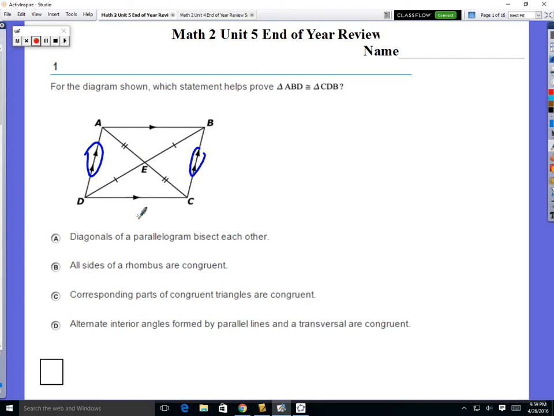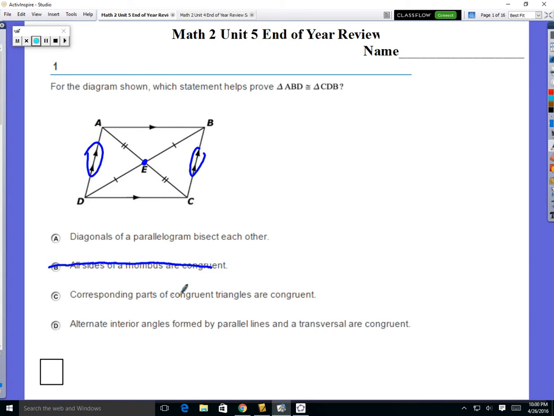So what you need, let's go through these. Diagonals of a parallelogram bisect each other. These diagonals do bisect each other because if D to E is the same as B to E, that's kind of the middle right there, and A to E is congruent to E to C, that's the middle. So these diagonals do bisect each other. All sides of a rhombus are congruent. So here is your rhombus, and it doesn't say anything about AD being the same as BC, so we can kill this one.